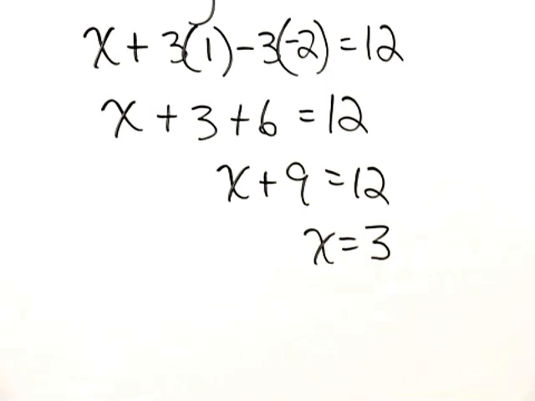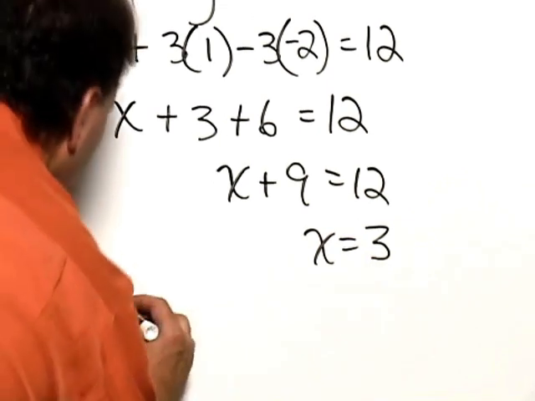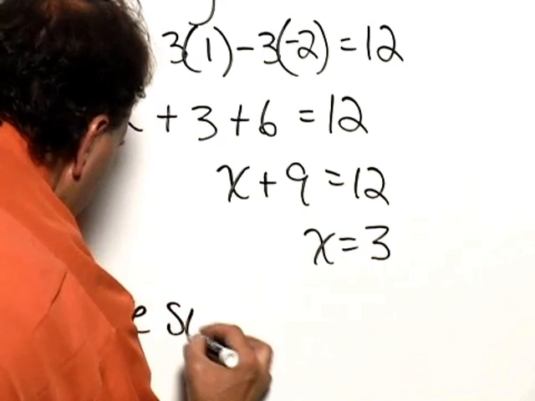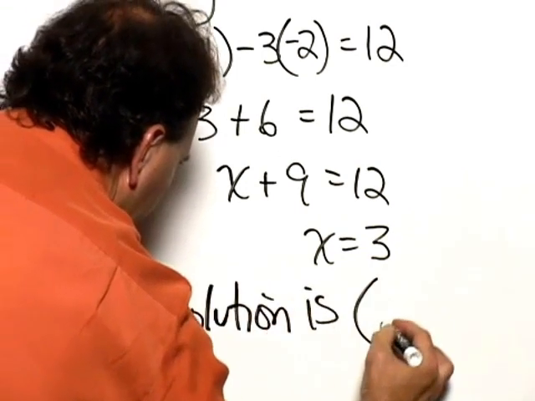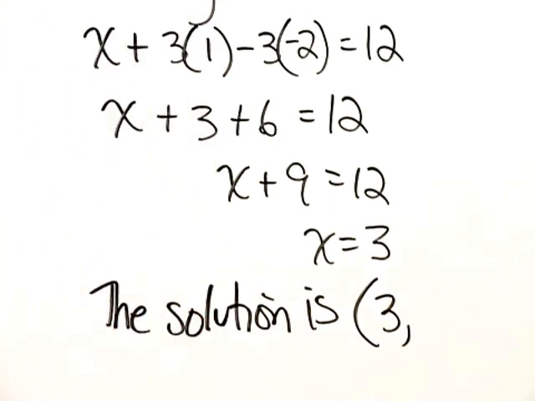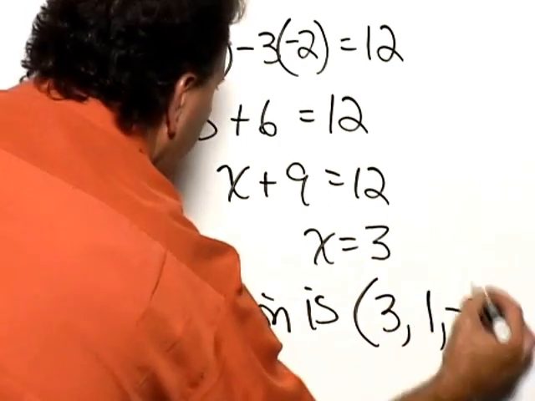I've checked this answer already, so we know that the solution is the point x equals 3, y equals 1, and z equals -2.